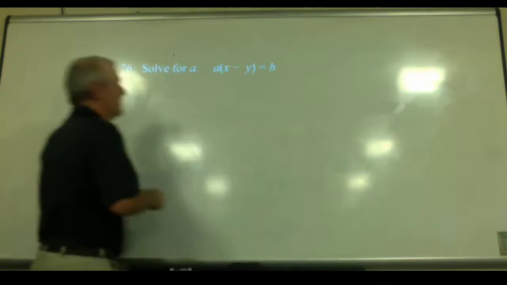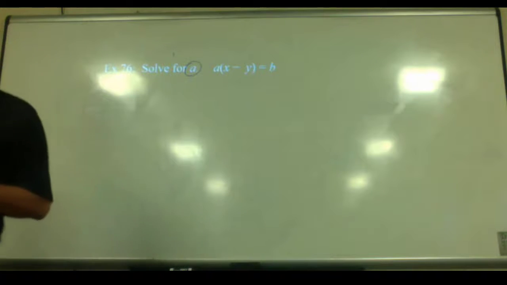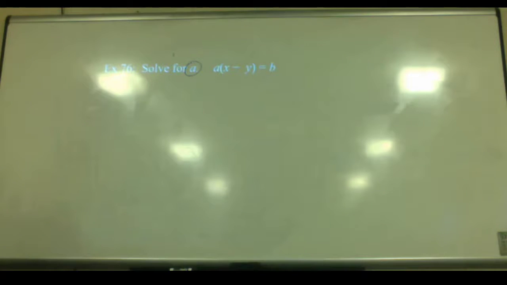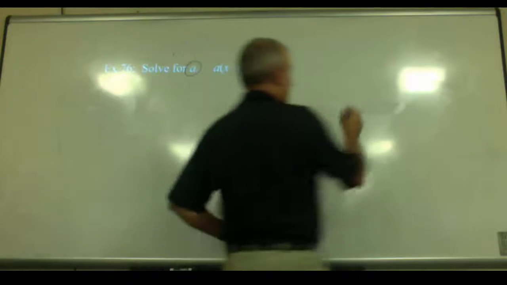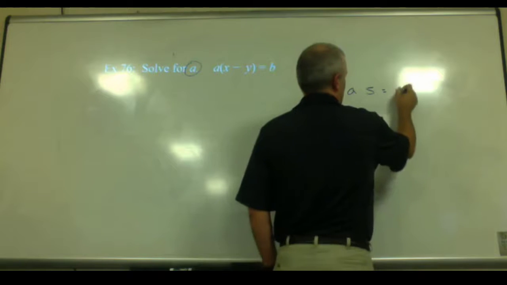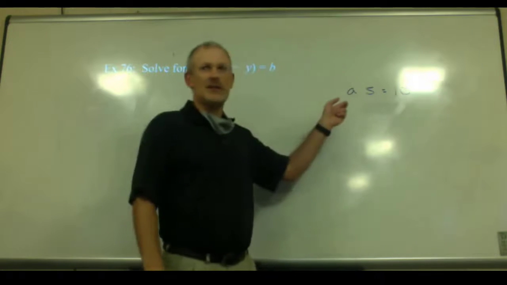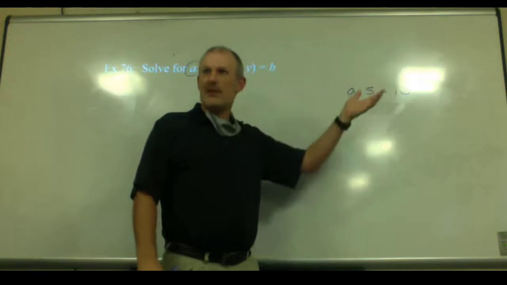Okay, so this time, we're trying to get the A by itself. Now this one is going to look complicated, but it's actually really easy. So I'm going to do a separate problem here. Let's say that we had A times 5 equals 10. What would you do to get the A by itself? Divide, right? Because 5 is a number, you divide by the number.